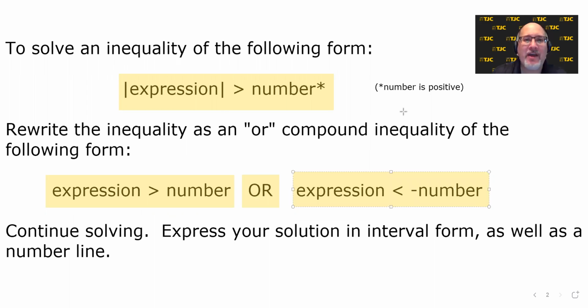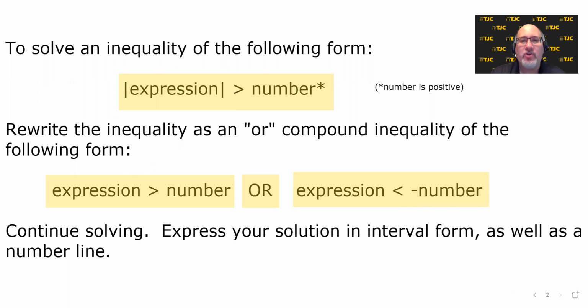Just keep in mind that the first one is what you get when you take this guy and just lose its absolute value. And then for the other one, you just turn it around and take its negative, or however you want to remember. I like the visual. I have to live to the right of the positive or the left of the negative. Then you can continue solving and express your solution in interval form, as well as a number line.